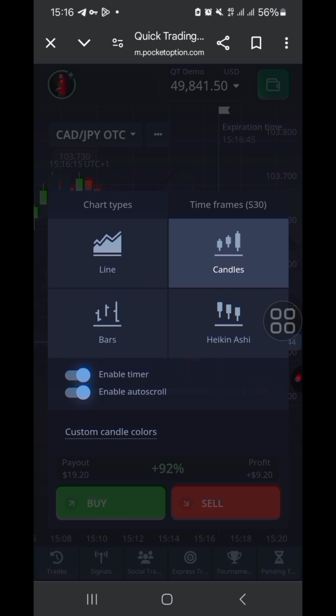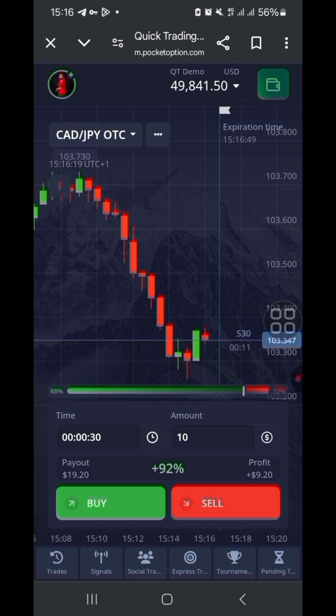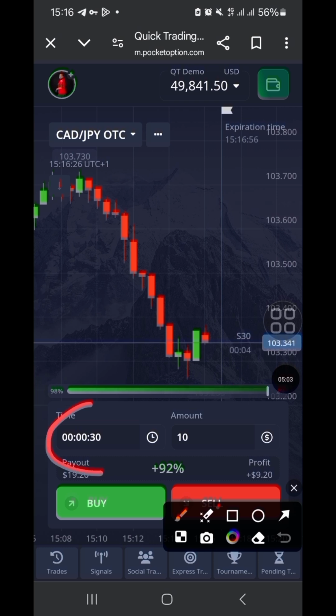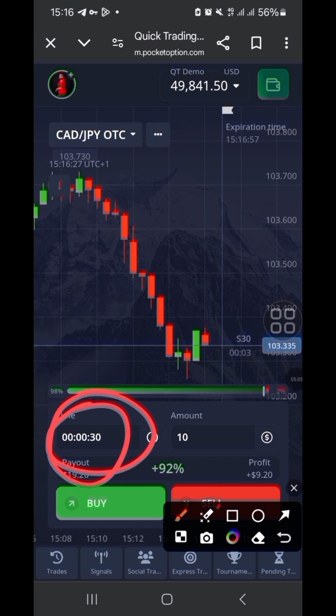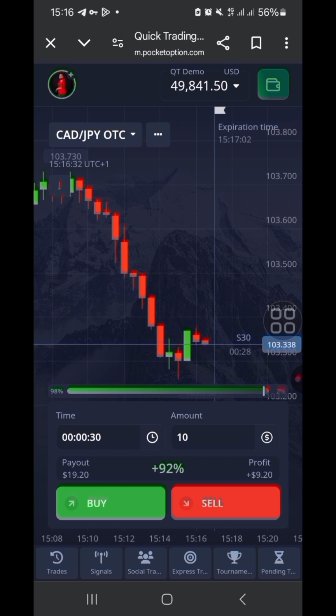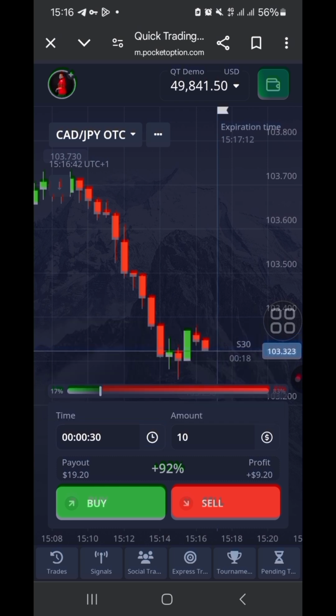Now, they said the time frame is 30 seconds. So I have chosen 30 seconds. Now, she said the trading time, you come here and choose the trading time to be 30 seconds. You click on it if you want to use 1 minute, but we want to do it exactly the way she did it. She chose 30 seconds and I have chosen 30 seconds.